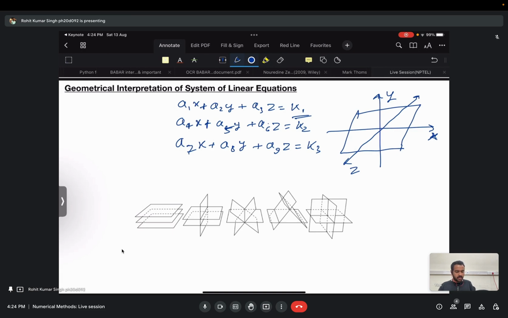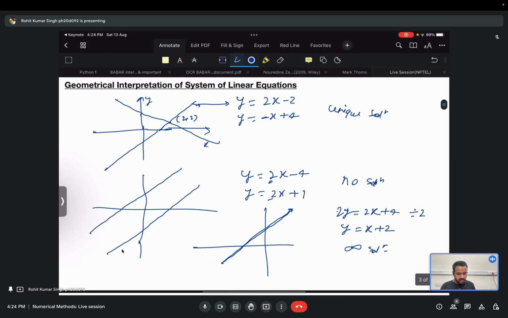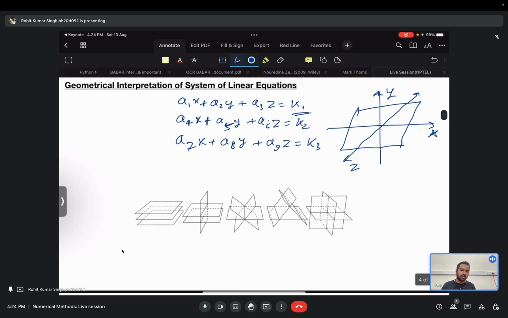Okay, then, so these represent planes in 3 dimensions, right? So that's pretty straightforward. Now there will be many scenarios here. In the 2-dimensional system we can have only these 3 scenarios, but in a 3-dimensional system you can think of many different scenarios, like all these 3 planes can be parallel to each other, right?